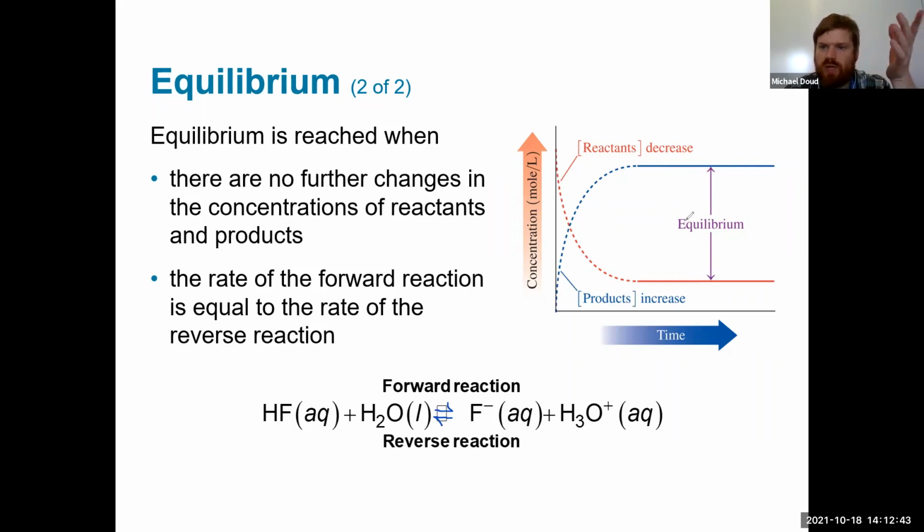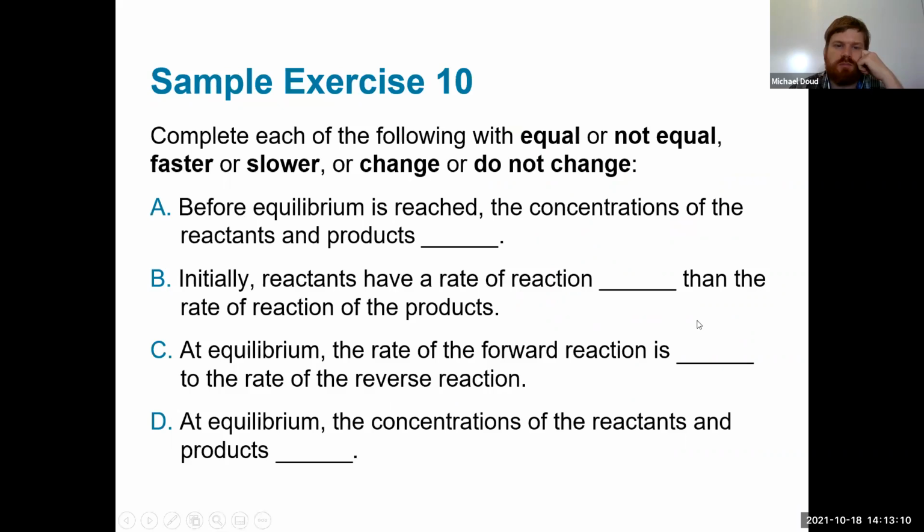So again, at equilibrium, the concentration of reactants and concentration of products are both constant, and also the rates of the reactions are the same as well. So essentially, the rate of the forward reaction equals the rate of the reverse reaction. That's why basically as many HF are giving up protons, the same number of F- are picking up protons to form HF, hence no net change in the concentration of either the reactants or the products.